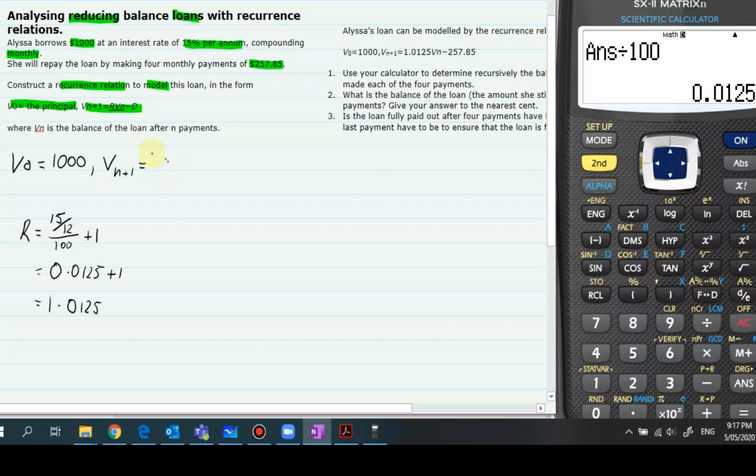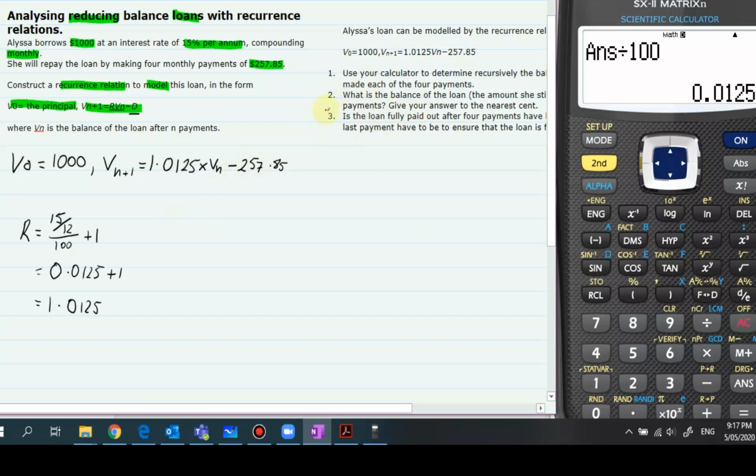So Vn+1 is equal to 1.0125 times Vn, minus, so the minus D, is how much they're taking off at each payment. Each month, Alyssa's going to pay off $257.85. Okay, and that's our recurrence relation. So we can move over now.